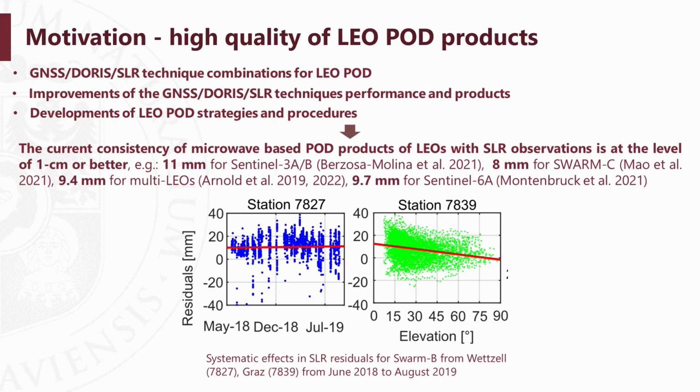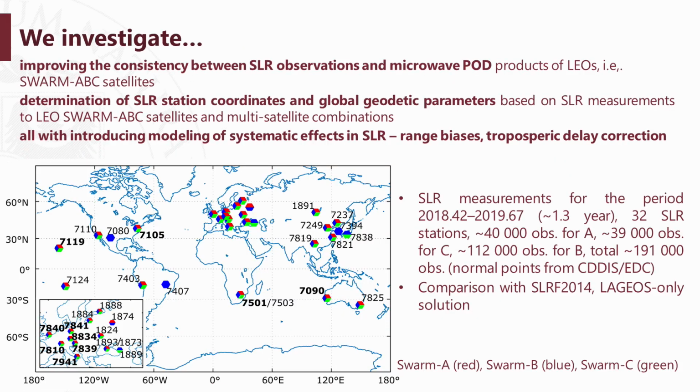Nevertheless, when we analyze SLR residuals, so the difference between computed and observed ranges between stations and satellites, when we do not model systematic effects, we may see some offsets of residuals or elevation angle dependency, which was also shown in the previous presentation. That's why we try to use SLR measurements to LEOs to improve the consistency between LEO products and SLR measurements.